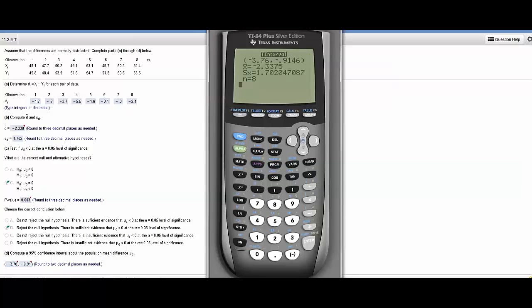And ta-da! Those are the two numbers: negative 3.76 and negative 0.9146, which matches the final answers. So anyways, hopefully that helps.